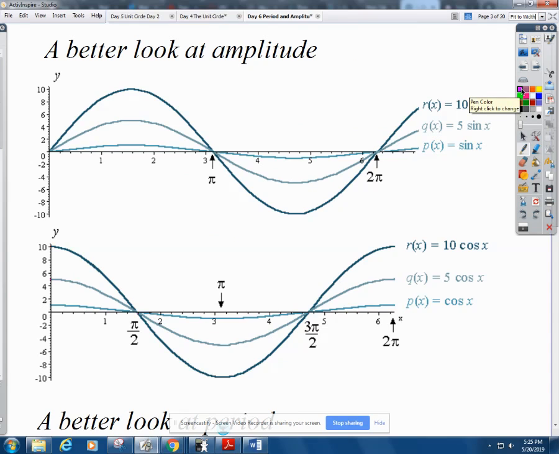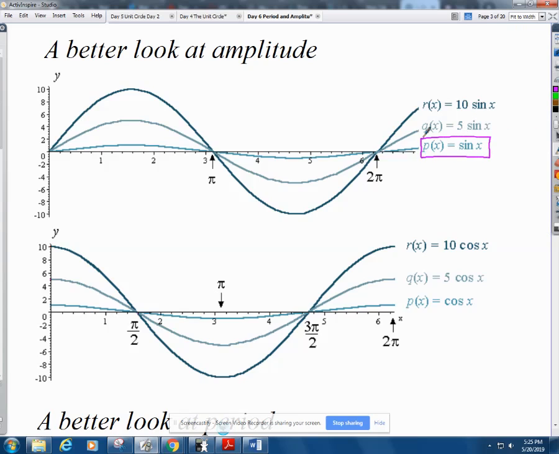So if we look at the parent function, which is this one right here, the radius is equal to 1. So the amplitude is equal to 1, a height of 1. And since this is sine, it goes 0 to a maximum height of 1. So 1, 0, -1, back to 0.